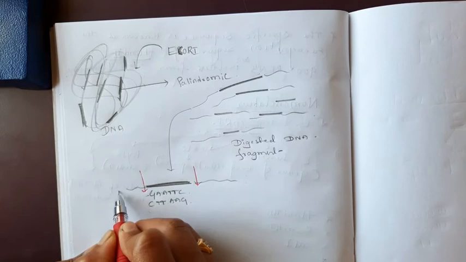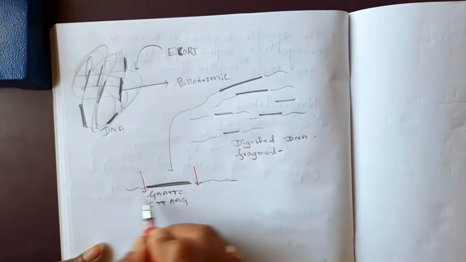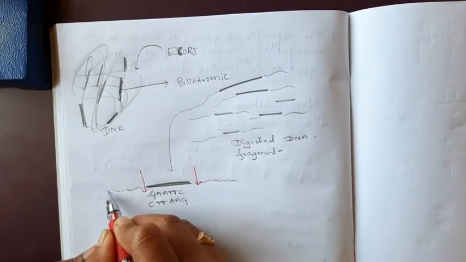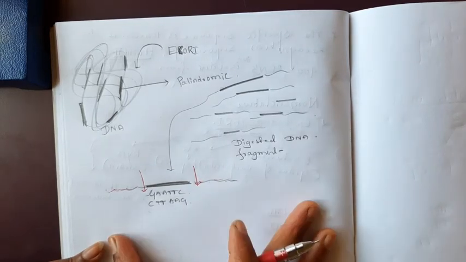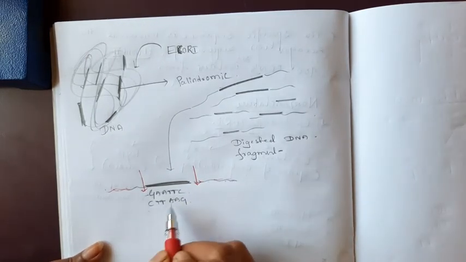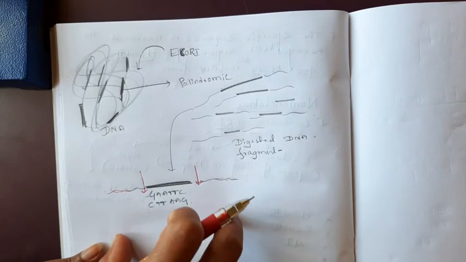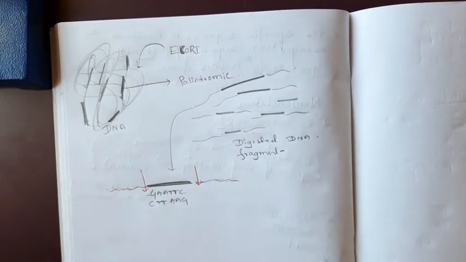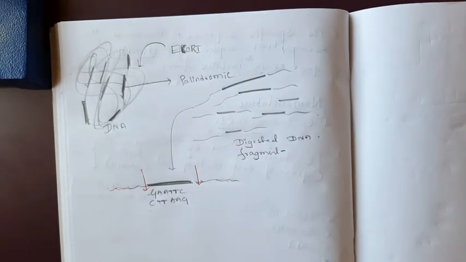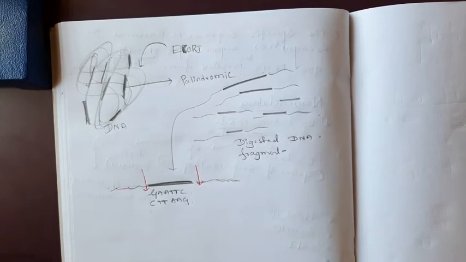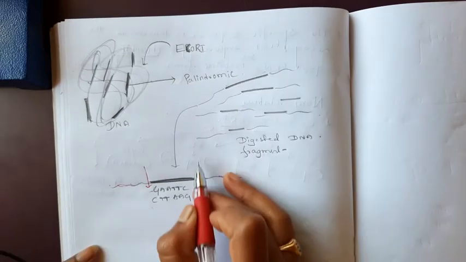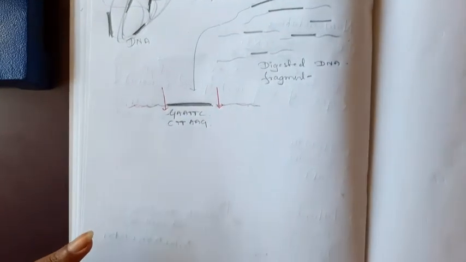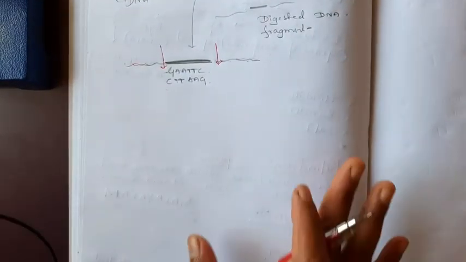Okay, it will make the fragments separate exactly in the middle of the palindromic sequence. It will cut, the EcoR1. EcoR1 is an example of an endonuclease enzyme. That's why it cuts the DNA in the middle. Okay, I think all of you are getting this one. I am moving to the next topic.